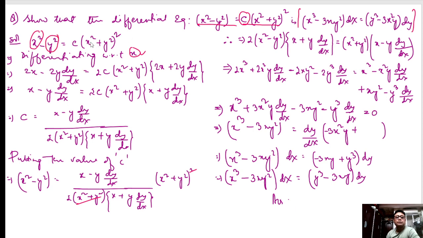This becomes 2c, x square plus y square, and now x square will be 2x and y square will be 2y dy by dx. Cutting out the common 2 from here, 2, 2 and 2 cut, so this remains. So the value of c is separated. Putting c in the original equation, we get this equation.